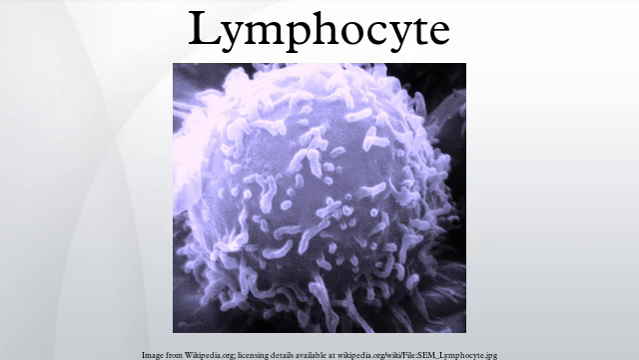Lymphocytes can be identified by their large nucleus. T cells and B cells. T cells and B cells are the major cellular components of the adaptive immune response. T cells are involved in cell-mediated immunity, whereas B cells are primarily responsible for humoral immunity.